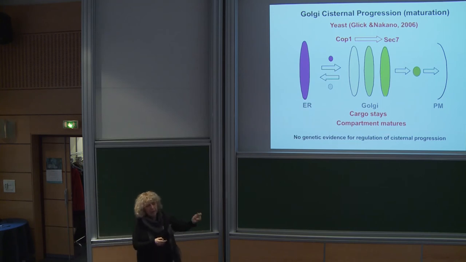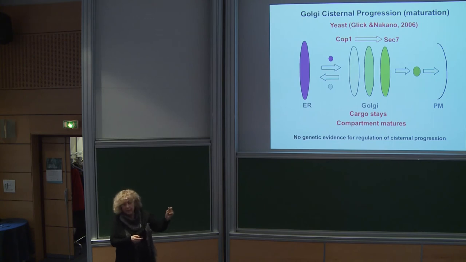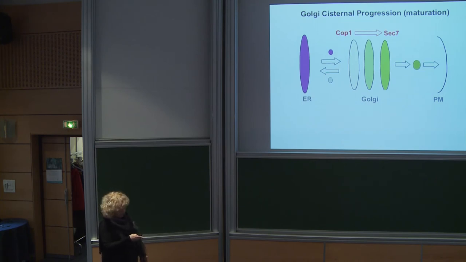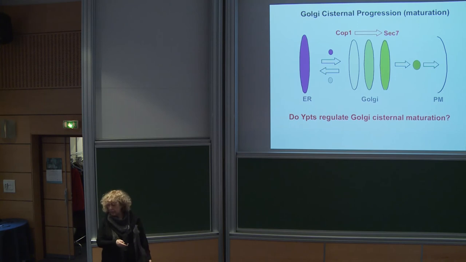And I want to go back to what Alberto Luini said yesterday. You do not see regulation until you do something to it. Is there a regulation or not? Does it just happen? Okay. So we wanted to ask this question: do the YPTs, which are in the Golgi, regulate this cisternal maturation? How do we do it?